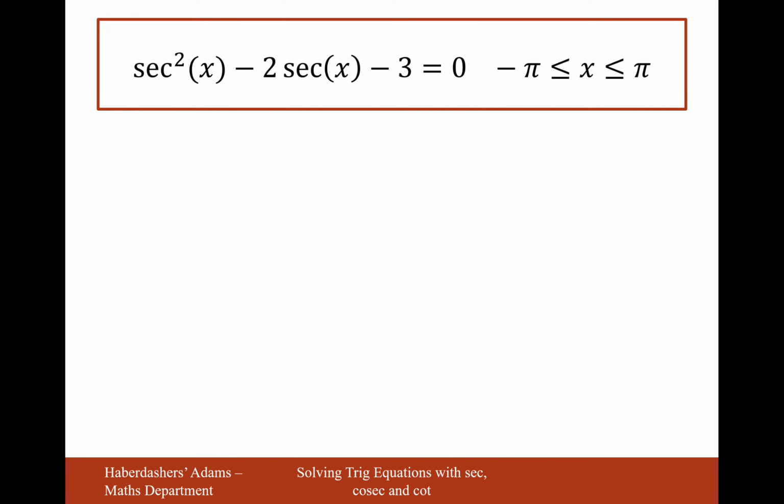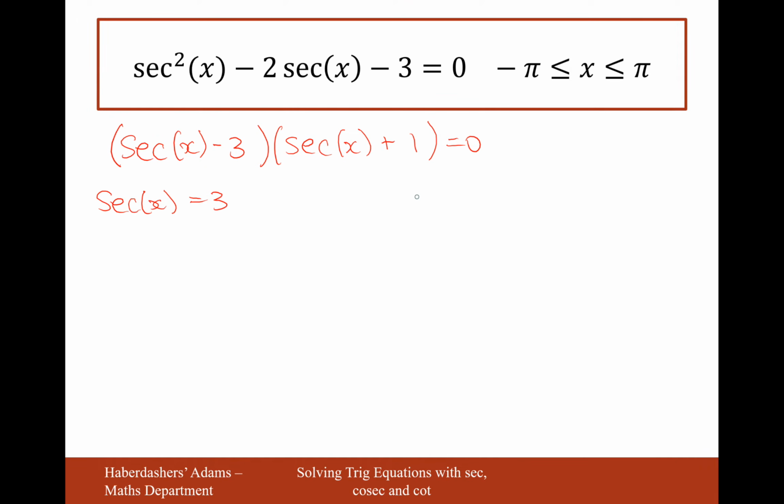So this one's a quadratic one, and I reckon we'd probably be able to put this in brackets. Don't worry about turning it into 1 over cos yet. We'll put it into some brackets first. Still in radians mode. So I think here we're going to do minus 3 and plus 1. So here either sec x equals 3, we've got 2 equations for the price of 1 here. Sec x equals minus 1.